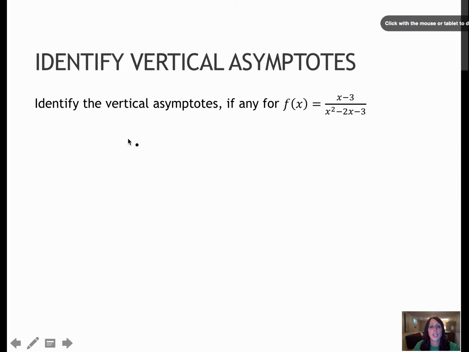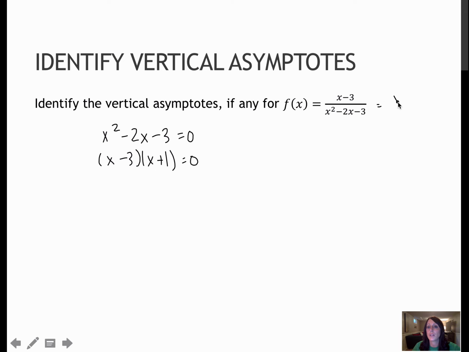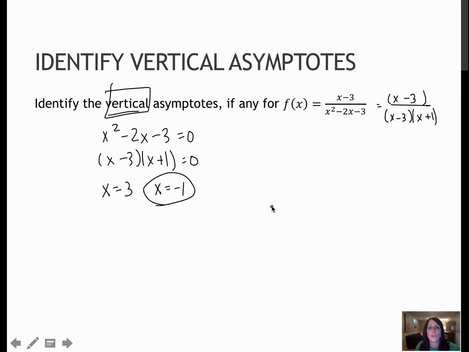This one's similar. Again, I would set x squared minus 2x minus 3 equal to 0. I would factor this into x minus 3, x plus 1. This one's a little different, however, because notice what happens here. The instructions said it's a vertical asymptote if it makes the denominator 0 but not the numerator. So if I plugged in 3, it would make the denominator 0, but it also would make the numerator 0. Whereas if I plugged in negative 1, it only makes the denominator 0. So the vertical asymptote is only x equals negative 1.